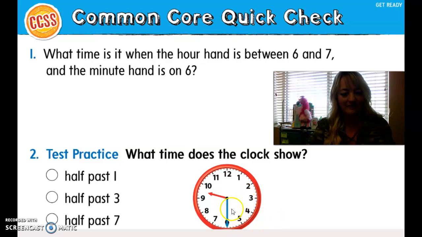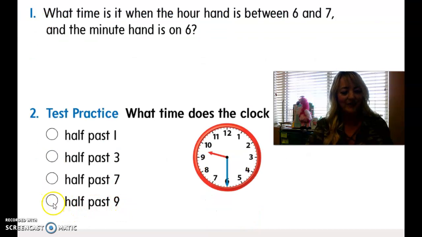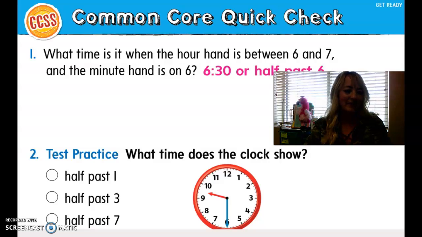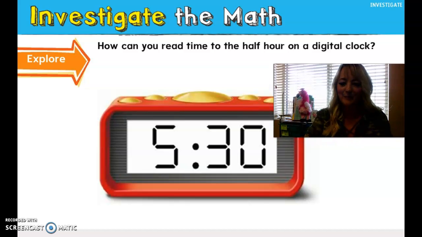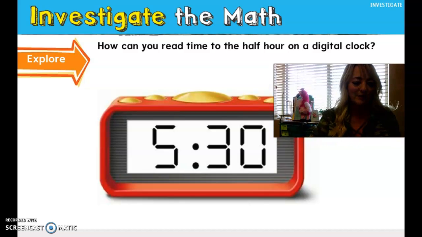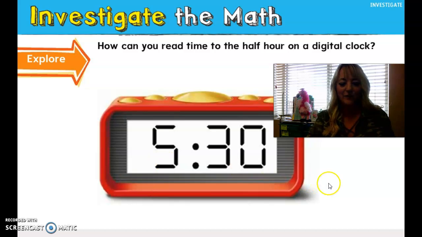What time does the clock show? Between the 9 and 10, and then straight down to the 6, we would say 9:30. Okay, how can you read time to the half hour on a digital clock? This is pretty simple because you're just saying the numbers. So you would say 5:30.